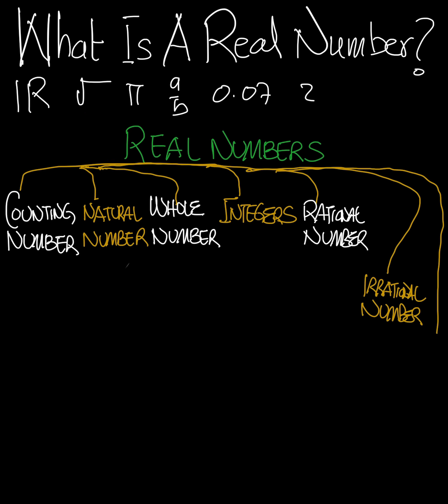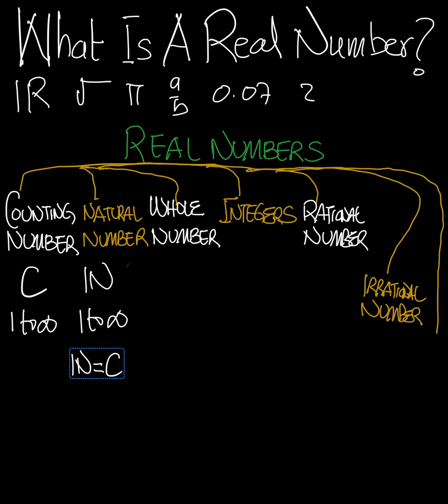Now we can categorize real numbers into the counting numbers, natural numbers, whole numbers, integers, rational numbers, irrational numbers, and lastly complex numbers. Counting numbers are denoted with a C, and they always begin from the number 1 to infinity. The natural numbers, on the other hand, are denoted with an N, also starting from 1 to infinity, meaning that natural numbers are the same as counting numbers. So a natural number is the same as a counting number.